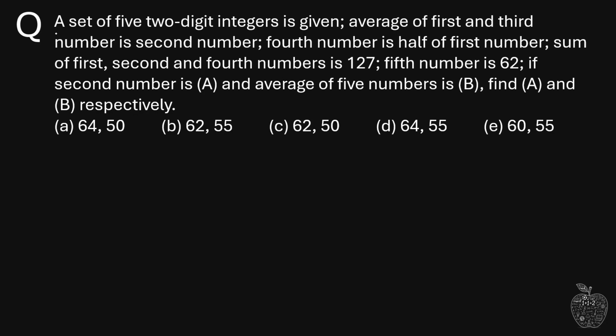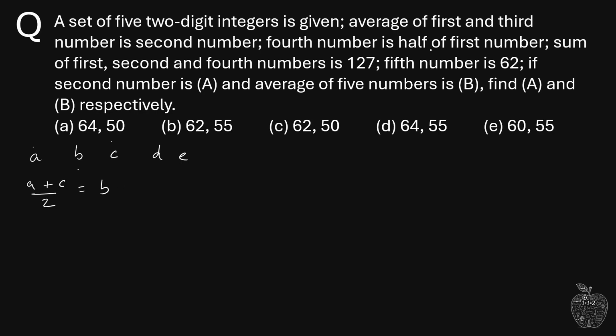Okay, so we are told that a set of 5 two-digit integers is given. Let's say these 5 two-digit integers are A, B, C, D and E. Average of first and third number is second number. What is average? Average is sum over n. So A plus C by 2 is the second number, which is B.